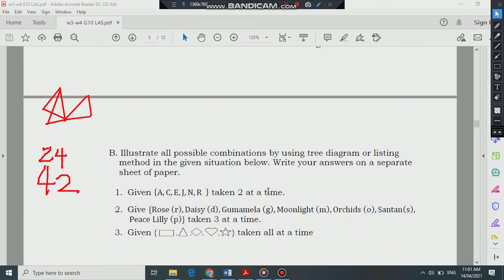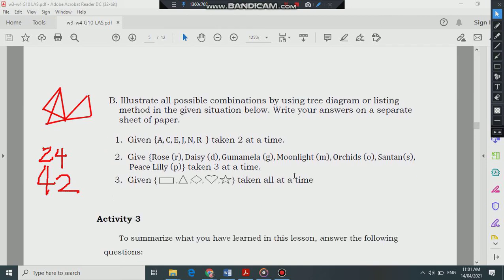Let us proceed with activity letter B. In this one, you are going to illustrate all possible combinations by using a tree diagram or the listing method. So, I believe you can do this on your own. You can do the activity already on your own without guidance for letter B.